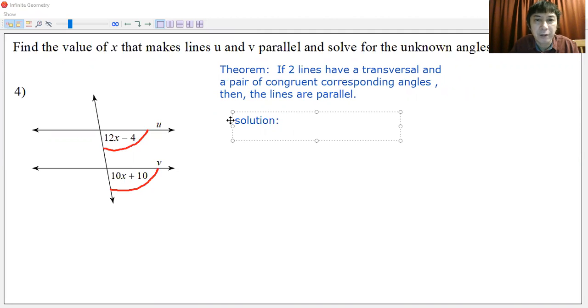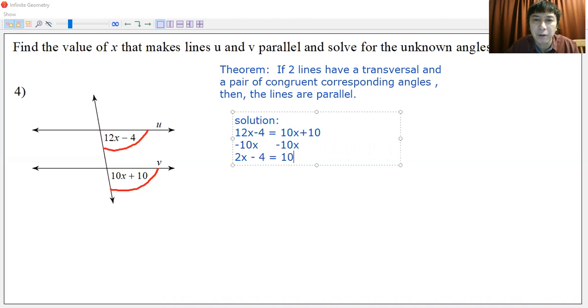We solve for x first, okay? All right, so we have the angles equal. So that means 12x minus 4 must be equal to 10x plus 10. Okay, so we have this equation. Solve for x first. We shall subtract the 10x first. Subtract the 10x, and on the left side we have 2x minus 4. That's equal to 10.